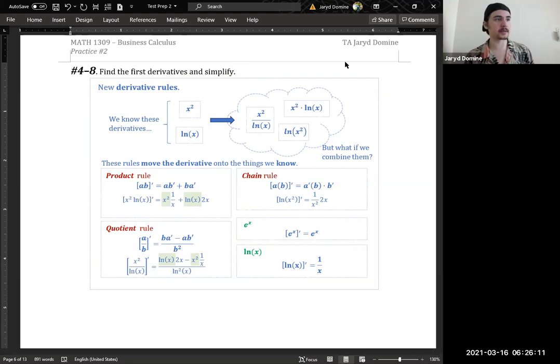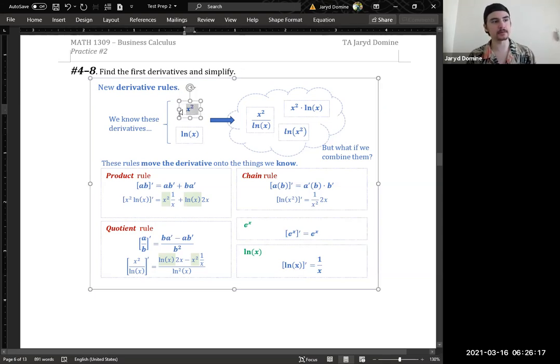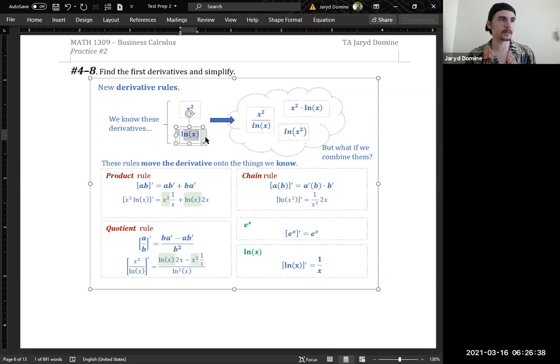So the way I think about this is we know some derivatives already. Like we know how to do the derivative of x squared, right? That's just the power rule, so we get 2x. Maybe you know how to do natural log. That's just 1 over x. So we know how to do these things individually. Pretty simple formulas. But the question is, what happens when you combine them?